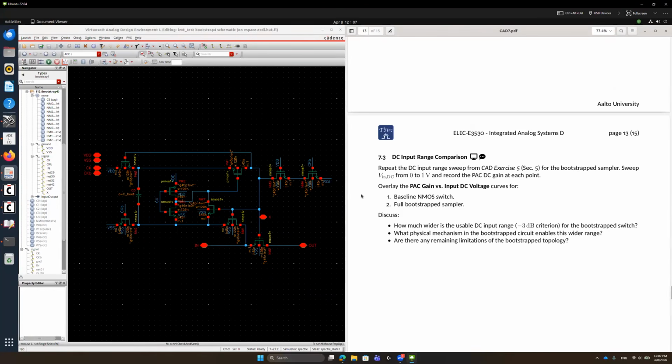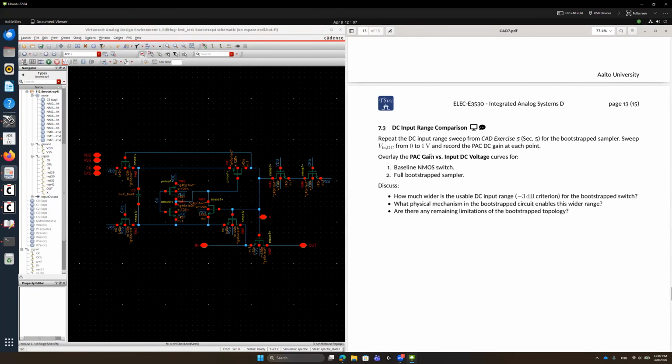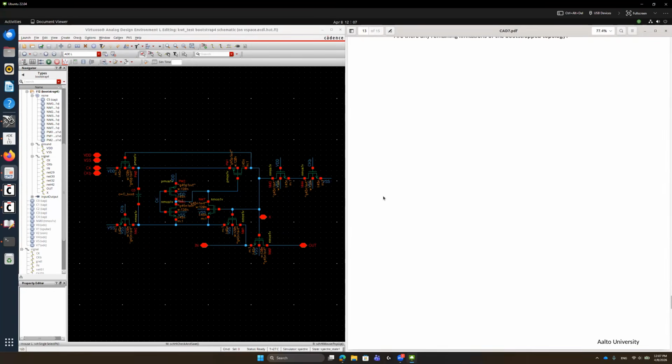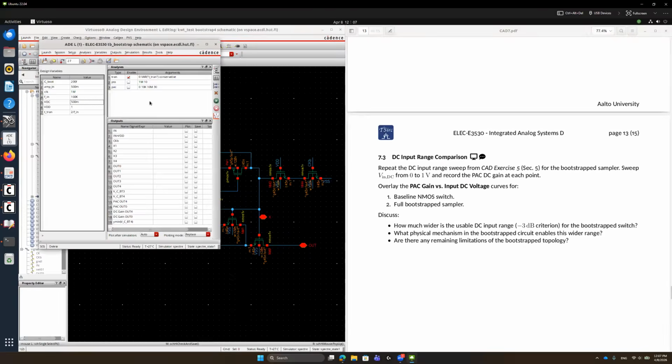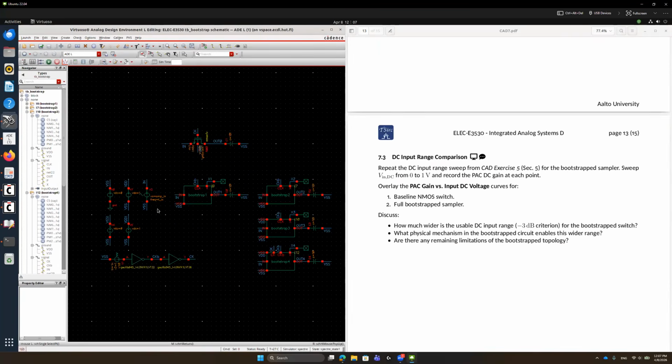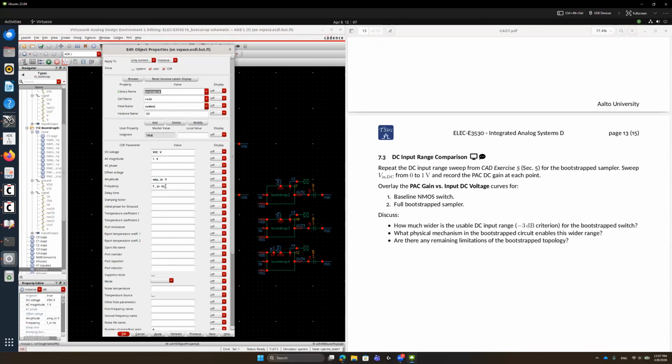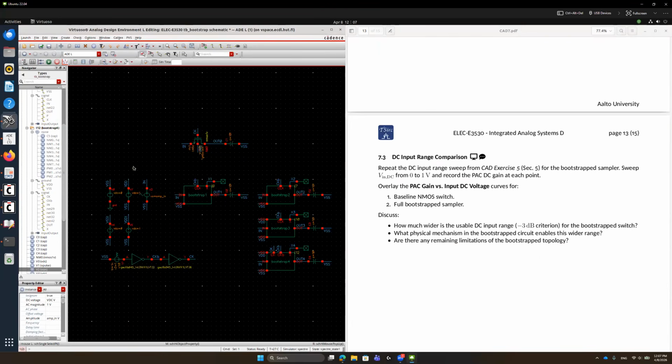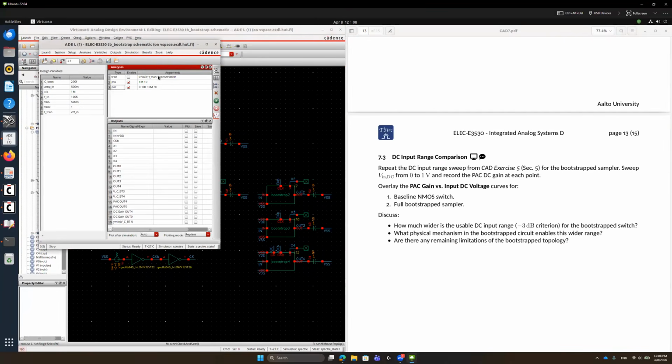So this is a discussion part, and this is the input range comparison, the PAC gain, so sweep VDC from 0 volt to 1 volt. And this is the last section. So we can run similarly. Let me move back to our PAC setup. So we want to make sure this is disabled, and as just a simple verification, let me run it once before we do the parametric sweep.